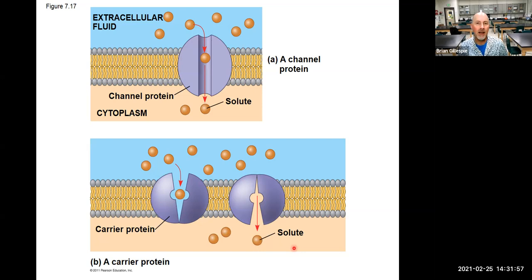This is a way a lot of important substances like carbohydrate molecules can be transported in this fashion. Glucose is transported this way. Glucose moves in by binding to a carrier protein, which then facilitates its movement across.